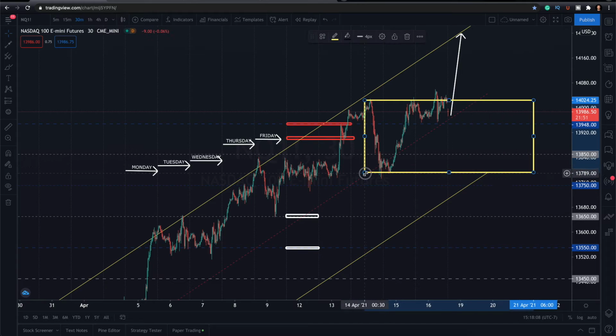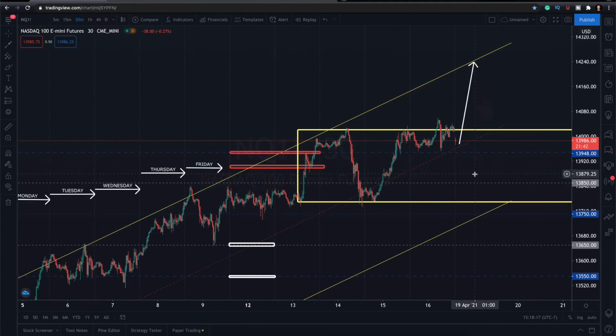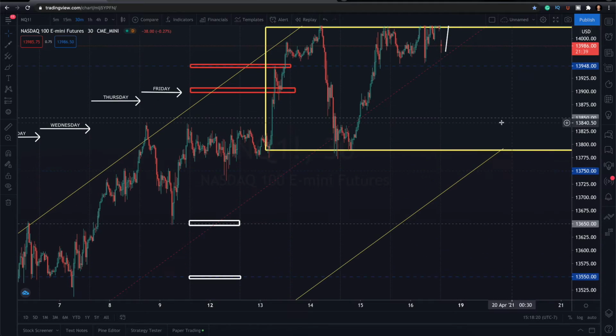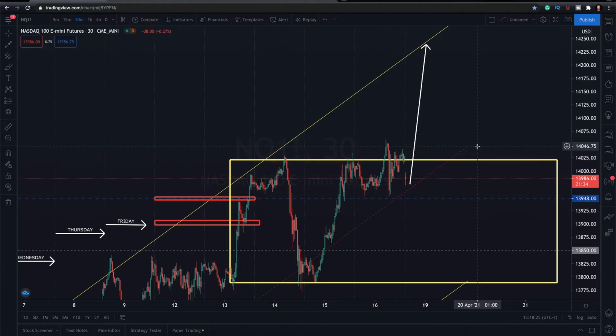So right now, what is the plan for next week? We are currently in this range, and I know we had a little bit of a fake out right here, but right now we just opened the markets. As you can see, this is the futures market, so they're open pretty much 24/7. So what is our plan for next week?